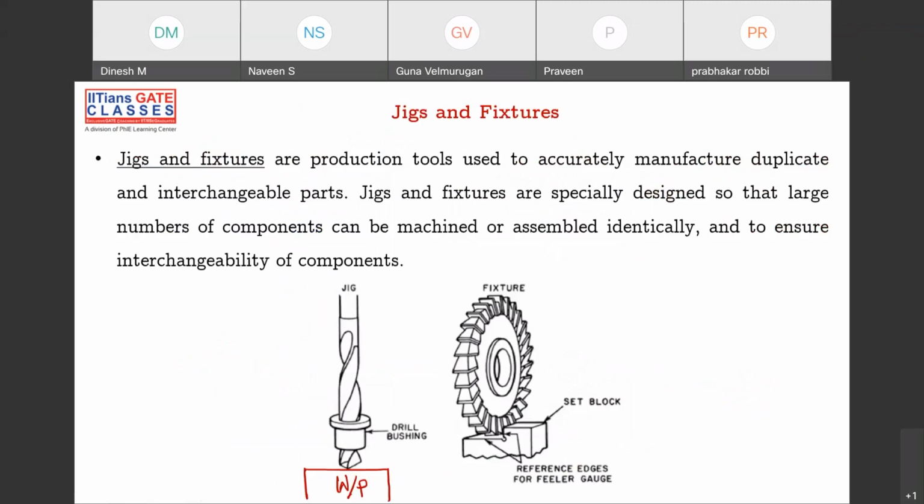And the last part of our machining is jigs and fixtures. So what is the difference between a jig and a fixture?